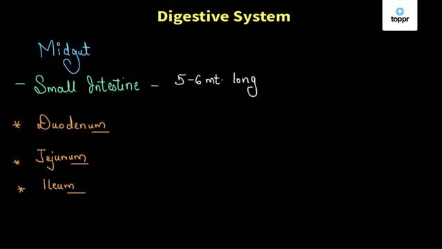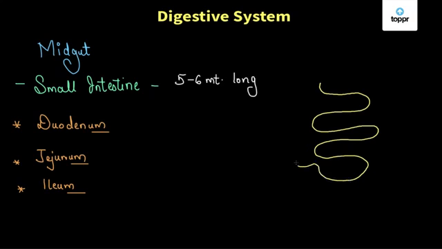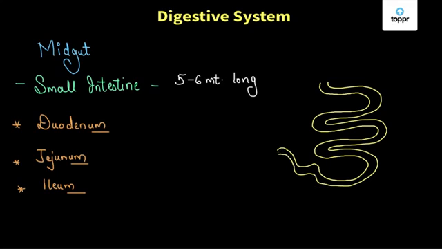Now if I draw the figure and I will show you how exactly does it look like. So it will look somewhat like this. So as we know that it starts from the stomach. So this is the part of anterior portion of the small intestine, and it ends like this. So the first part, the middle part and the last part.